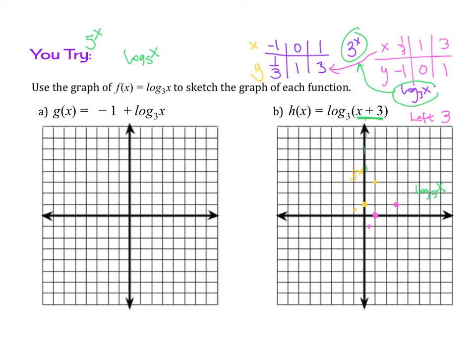Normally it's here for log. The log base 3 of x would look like this. So because it shifts to the left 3, I move the vertical asymptote to here, because log can never be 0. So that is at x equals -3. Now we just take each of these points we have here and shift it to the left 3 units: 1, 2, 3. Same thing over here: 1, 2, 3. And that gets us this graph here.